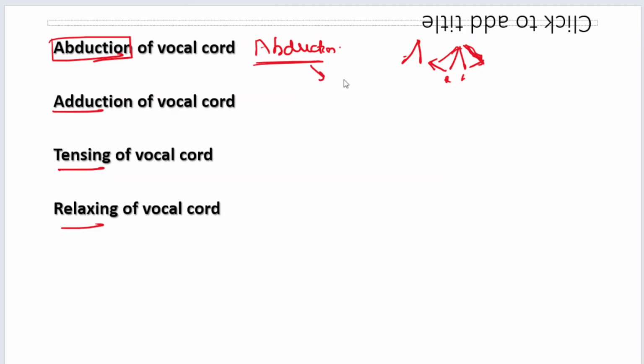When does it happen? When you have a deep inspiration. In deep inspiration, the vocal cords move away. Okay, suppose these are the initial position of the vocal cord. They move away so that the air can go inside.